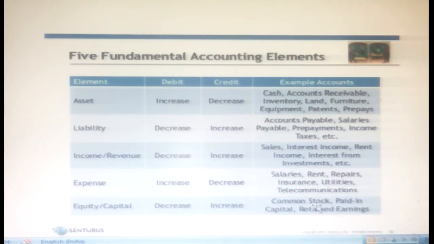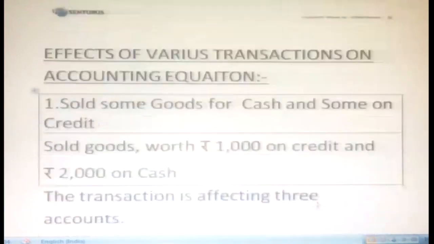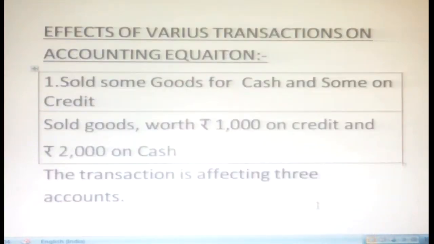Now moving to some transactions. See the effects of various transactions on the accounting equation. Now we'll see one by one. What is the first situation? Sold some goods for cash and some on credit. Here sold goods worth 1,000 on credit and 2,000 on cash. Whatever sales we did, we did in two situations. One, we got money immediately, 2,000 on cash, then 1,000 on credit.